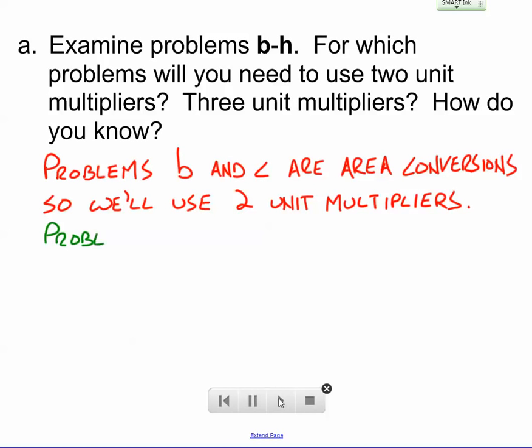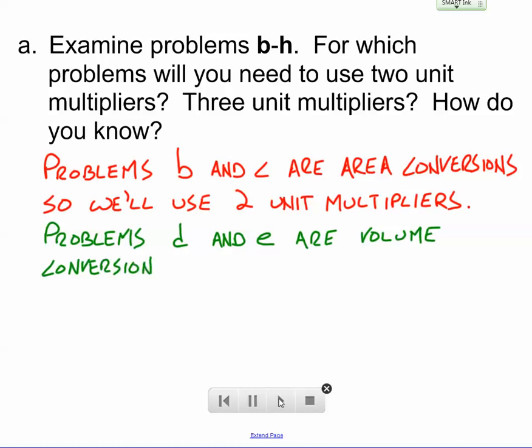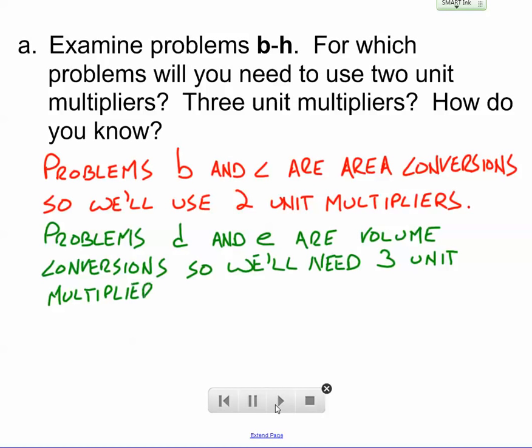Okay, now what about problems D and E? Those are volume conversions. And with volume conversions, we're going to need 3 unit multipliers. With area, there's two dimensions that make up area. We need to change both of those. With volume, there's 3 dimensions that make up volume. So we need to change all 3 of those.